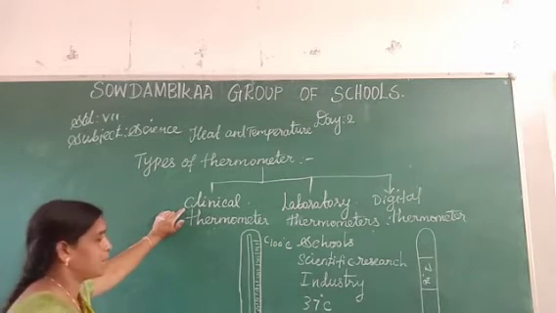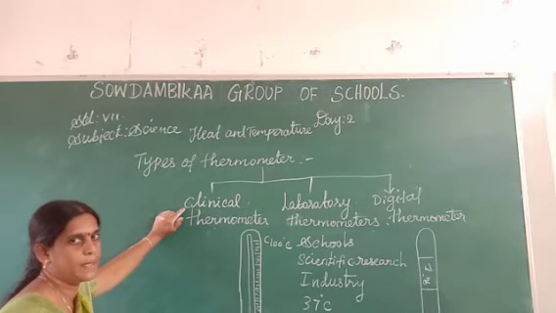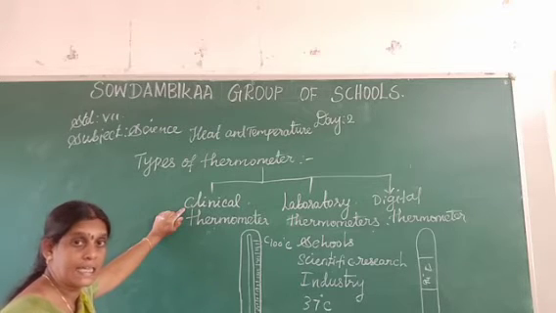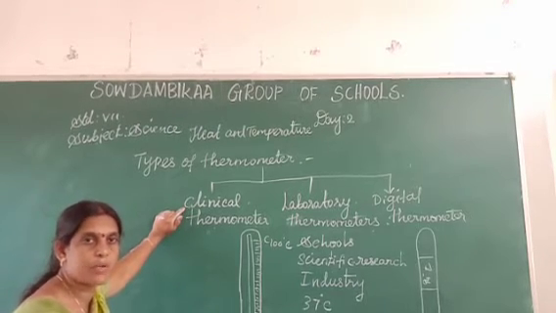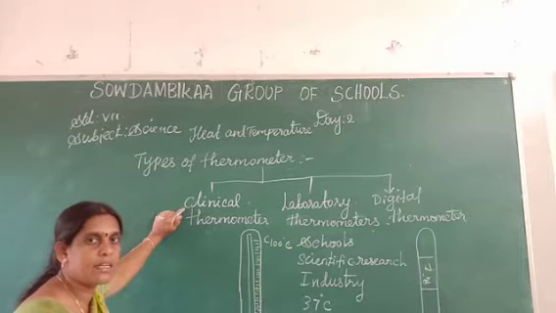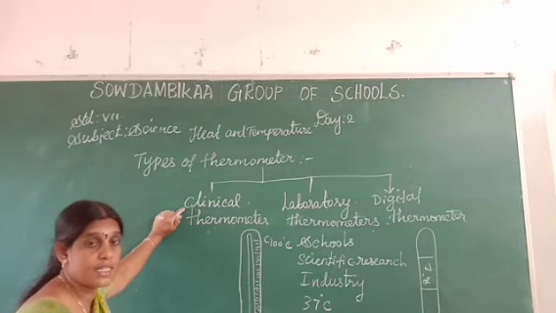Who uses the clinical thermometer? Human beings. Where is it used? At home, clinics and hospitals. It has a kink. Why do we use the kink? To prevent the mercury from flowing back to the bulb when you take it out of the patient's mouth. It is very convenient to measure the temperature.